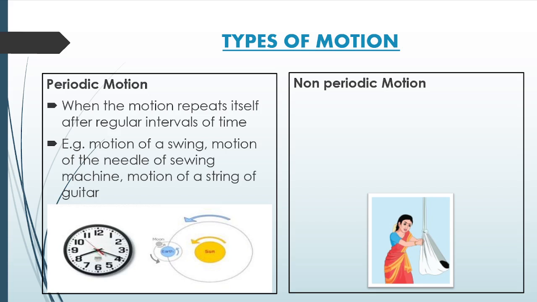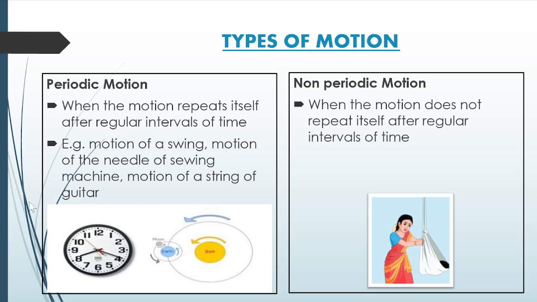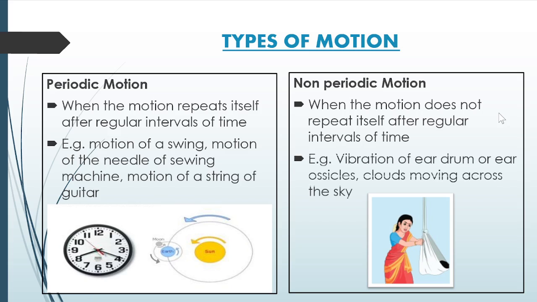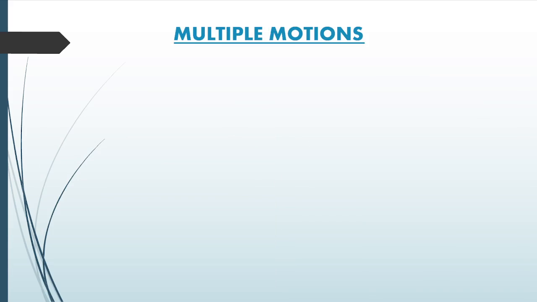And when the motion does not repeat itself after regular intervals of time, this is what we refer to as non-periodic motion. For example, the vibration of the eardrum or ear ossicles, and the clouds moving across the sky are all examples of non-periodic motion.